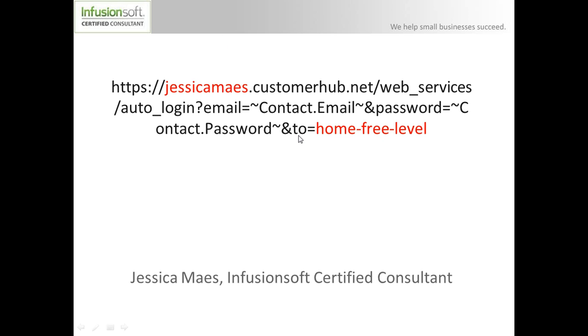Further, in between Jessica Mays and Home Free Level, you're going to notice that what's here is some programming to facilitate an auto login. It is reading that this is coming from the proper contact email, and that the proper password is in place for that contact. So this is just some code that facilitates the auto login happening. Nothing that you have to worry about. This link is what it is. The only places that it varies is the 2 spots that I showed you.